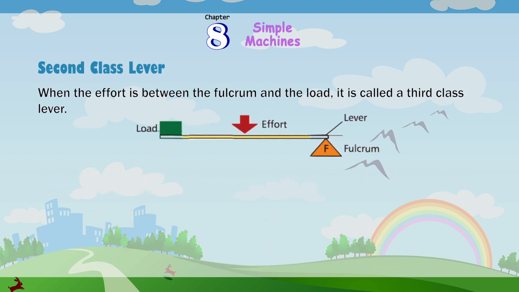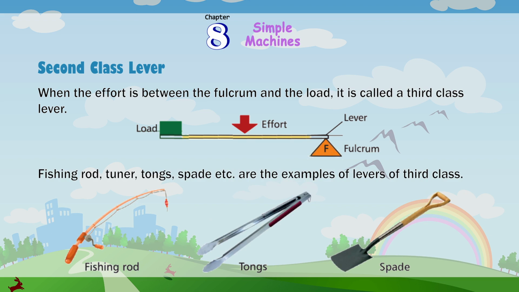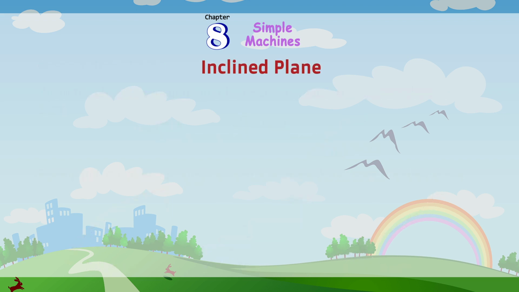Third class lever. When the effort is between the fulcrum and the load, it is called a third class lever. Load, effort, fulcrum. Fishing rod, tweezers, tongs, spade, etc. are the examples of levers of third class. Fishing rod, tongs, spade.